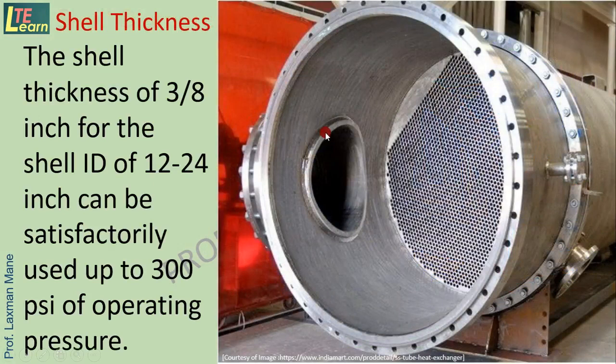The shell thickness of 3/8 inch for the shell ID of 12 to 24 inch can be satisfactorily used up to 300 psi of operating pressure.